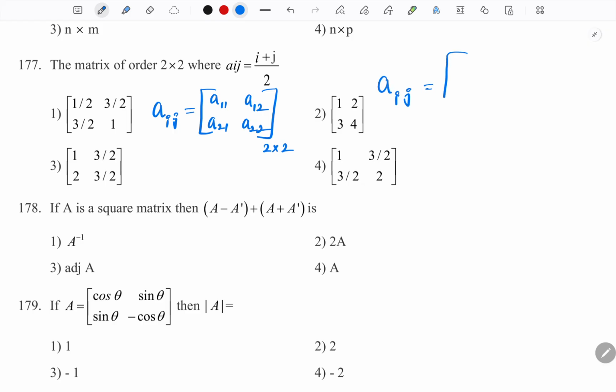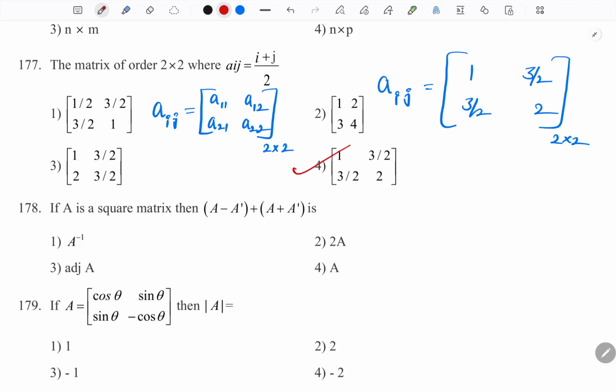Yeah, it's 2 cross 2. First, 1 plus 1 is 2. Next, 1 plus 2 is 3. Next, 2 plus 1 is 3. Next, 2 plus 2 is 4. So these are my answers: 2, 3, 3, 4. So which one is the option? Option number 4 is the correct option.